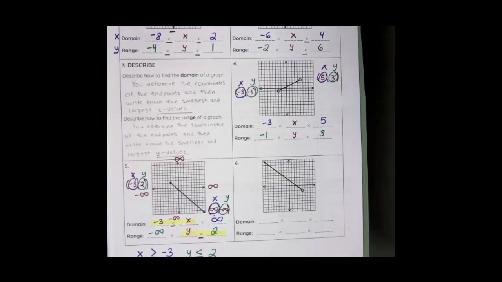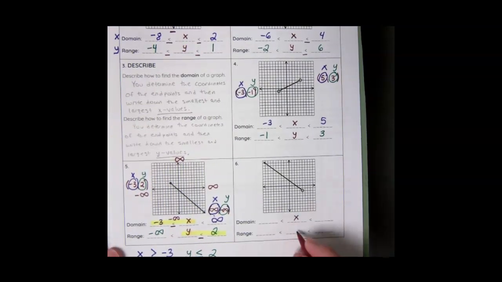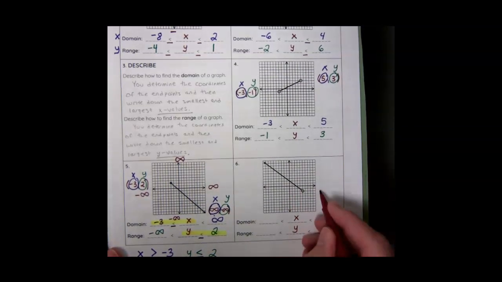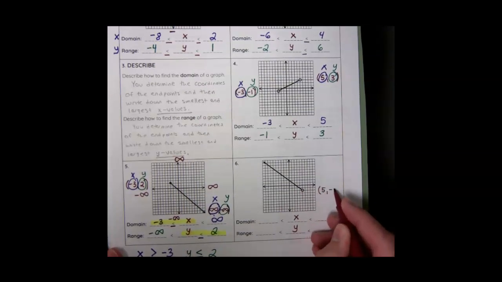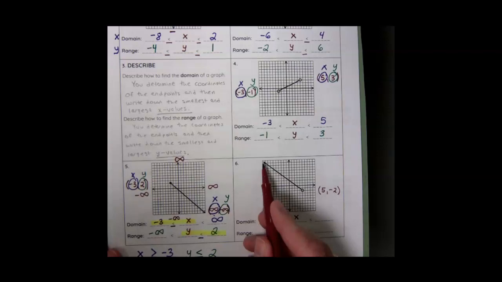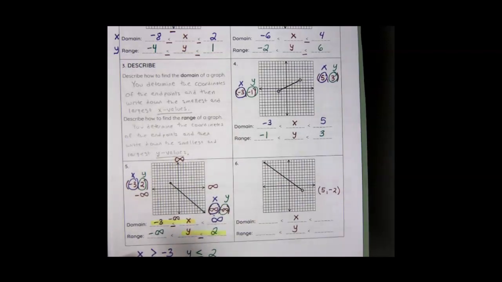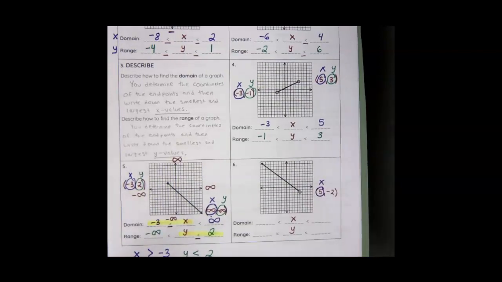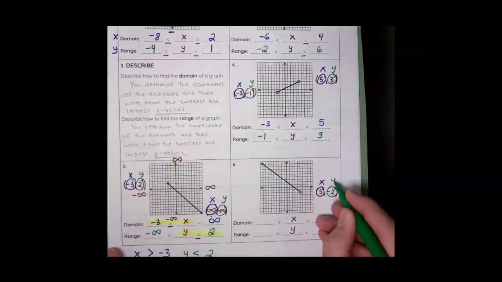Same thing. First step, write x and y. This coordinate is easy. 1, 2, 3, 4, 5, down 2. So over 5, down 2. Okay, let's try this one. This is still our x value, right? And this is still our y value.